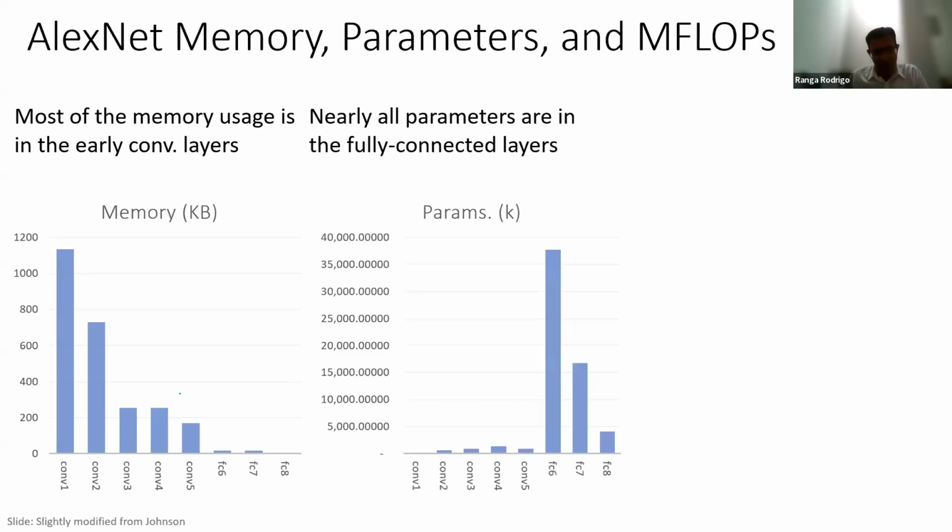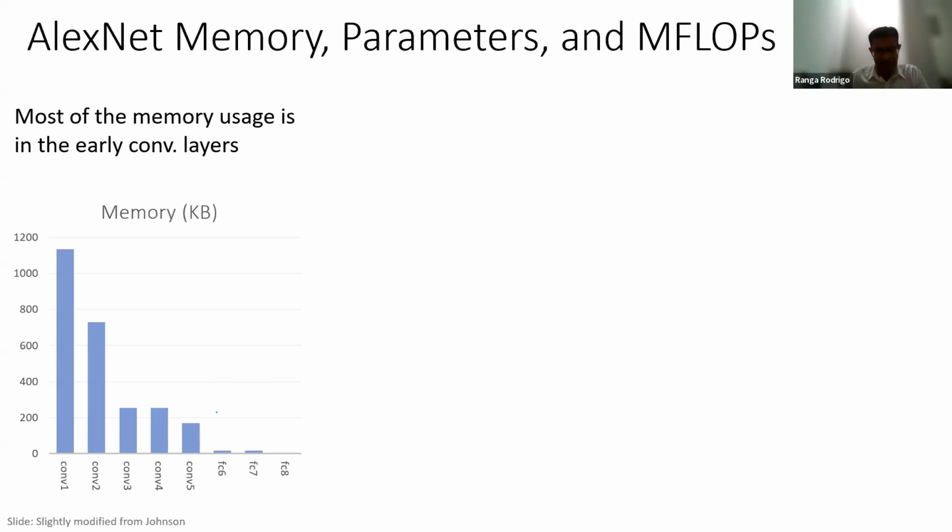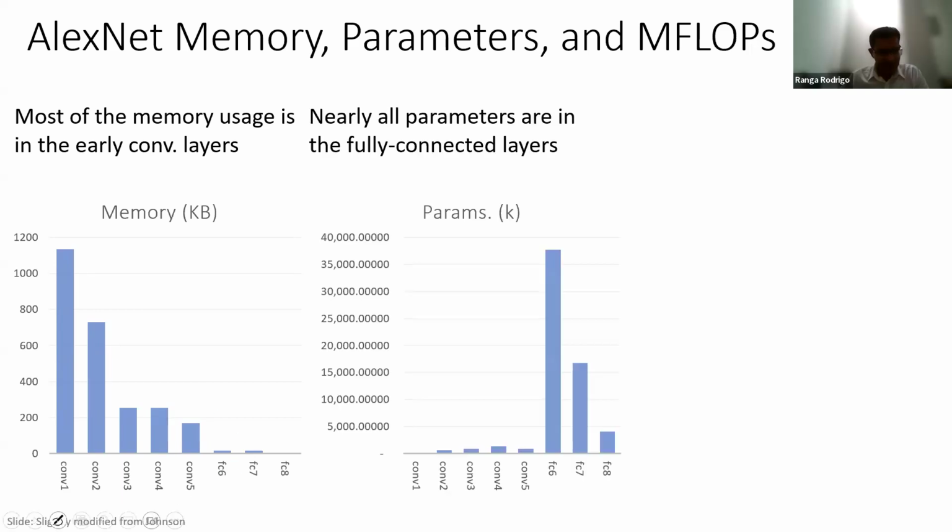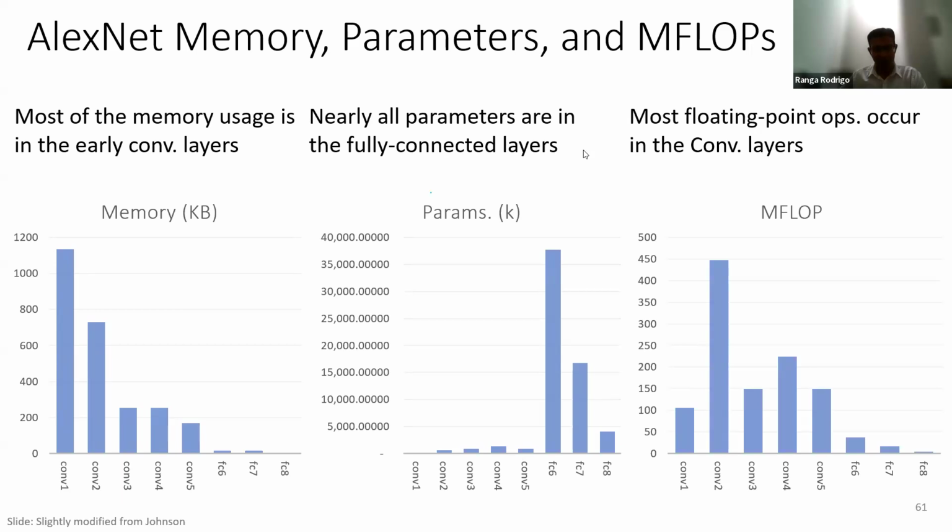Then secondly, nearly all parameters are in the fully connected layers, because convolutional layers do not have large parameter counts, and these have the large parameter counts. And then finally, most of the floating point operations occur in the convolution layers.